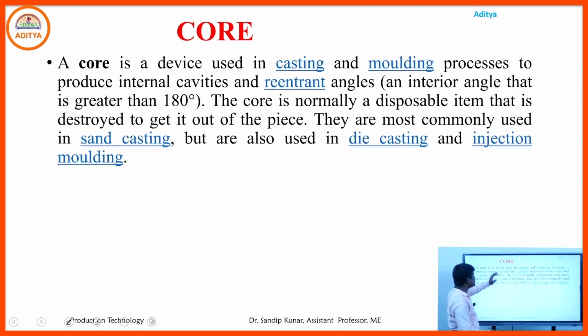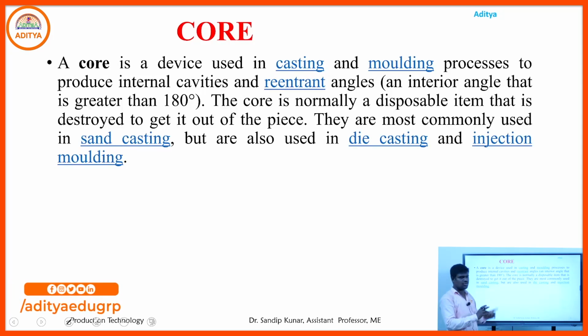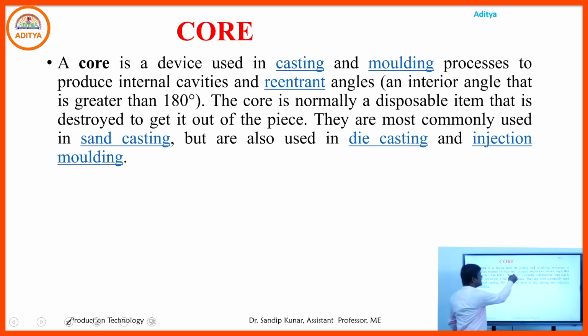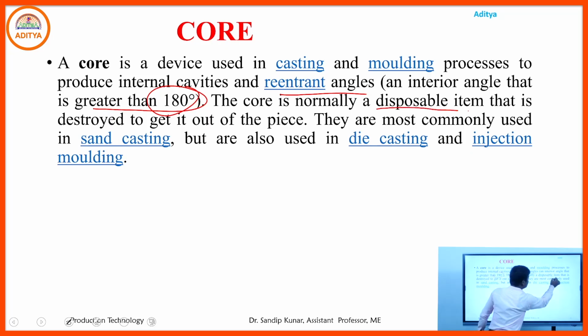Core, what is core? Core is a device used for casting and molding process to produce internal cavities. Core is always used for producing the internal cavity in the casting product. Re-entrant angles, meaning interior angles, we produce using cores, sometimes greater than 180 degrees. Core is normally a disposable item that is destroyed to get out of the space, meaning after production of the internal features, we remove the core parts.